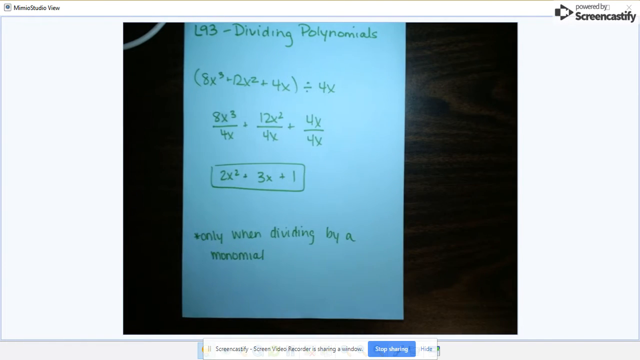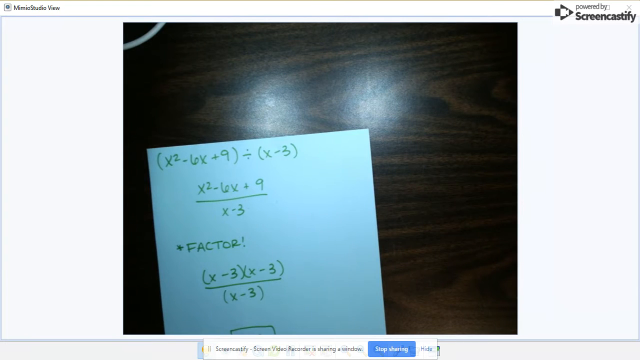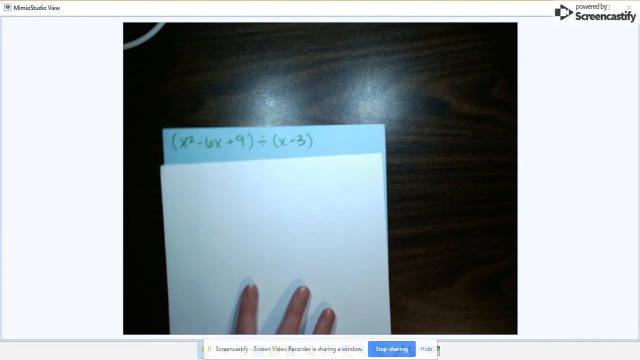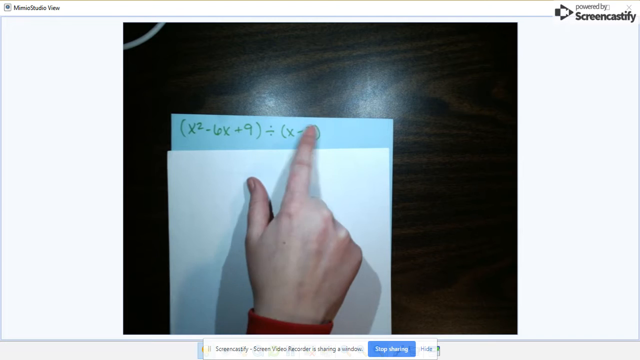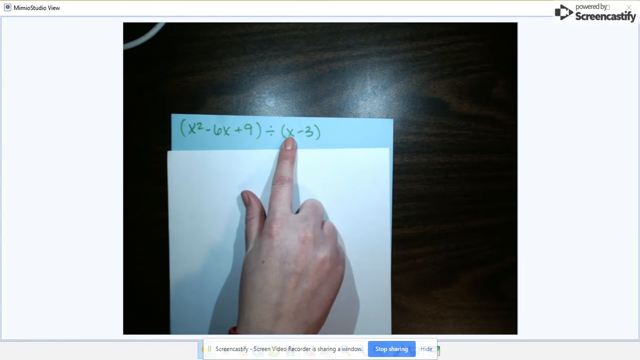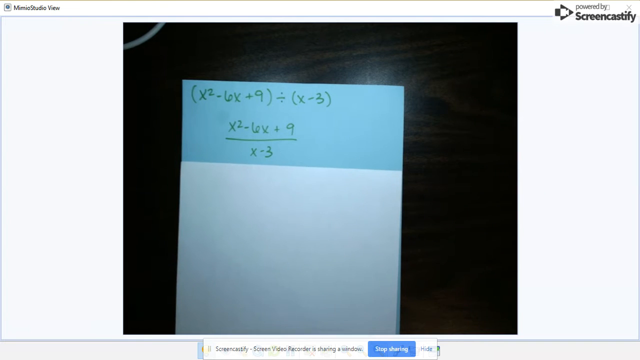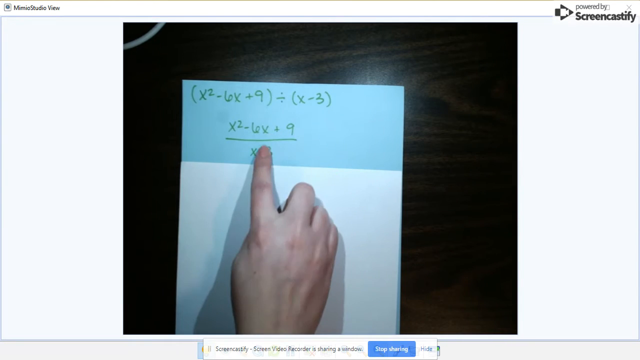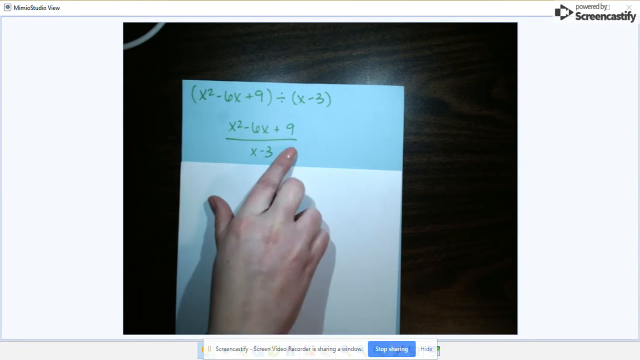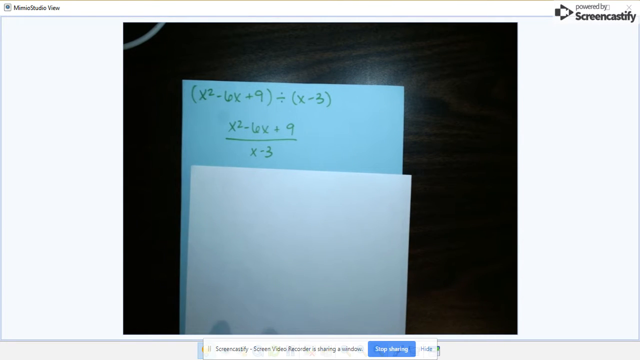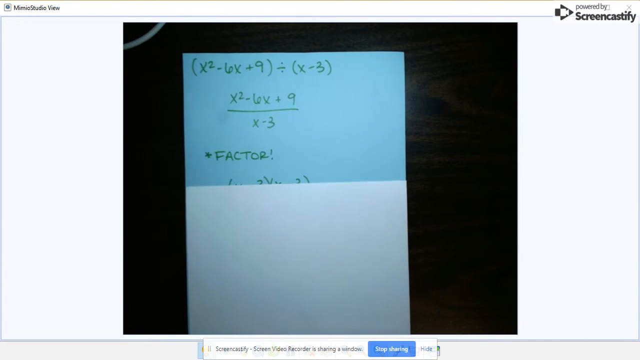Okay, we're going to look at a binomial next. So we have x squared minus 6x plus 9 divided by x minus 3. So now this is a binomial. We cannot just split it up like we did in our previous example. But I am going to rewrite it as a fraction because remember, division is a fraction. And now our numerator is a trinomial that we've had lots of practice factoring.